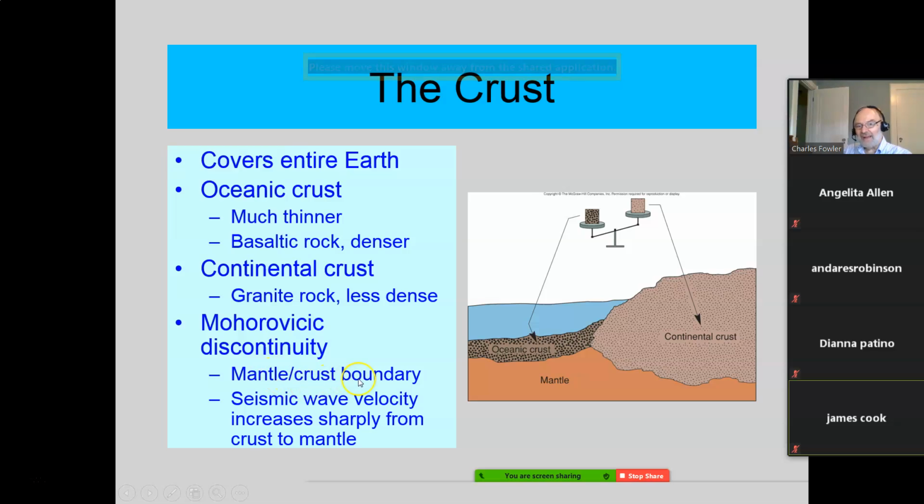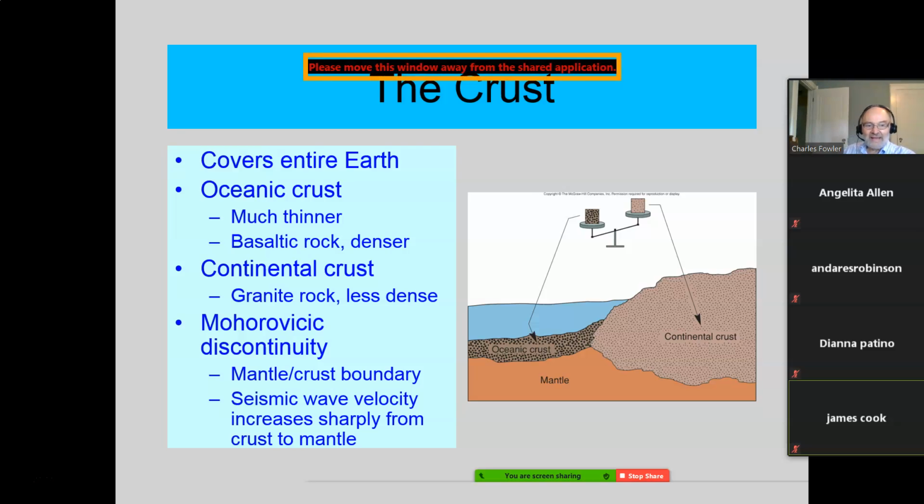The mantle crust boundary, and we know that's there because the seismic wave velocity increases sharply from crust to mantle. Now again, this statement is a little bizarre because most of your seismic waves start in the mantle and go to the crust. They don't start in the crust and go to the mantle. However, some do, but most of them go from mantle to crust. So I would have said the seismic wave velocity decreases sharply when it goes from mantle to crust. That would have been a little more precise, but it's true both ways.